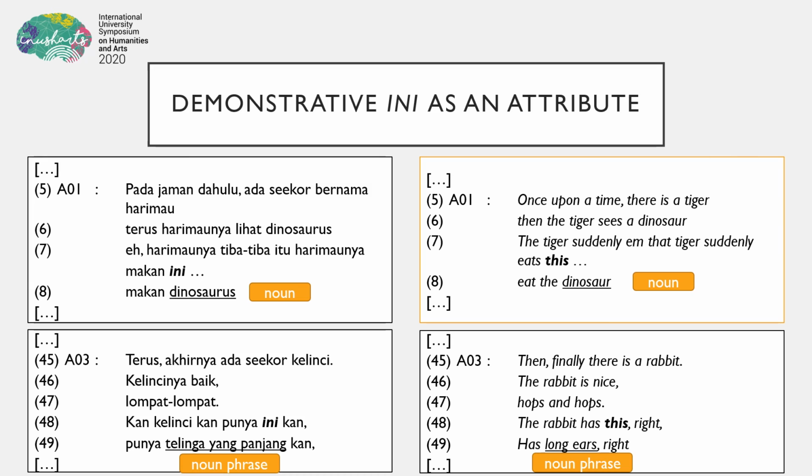Okay, so ini here, we can see what he means by ini by looking at the next speech, that ini is an attribute to a noun. So here is also a strategy of the child to maintain the story, to be still coherent, still connected to one event and another event. Alright, so that's all our presentation.